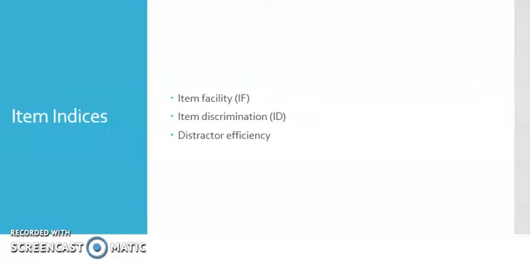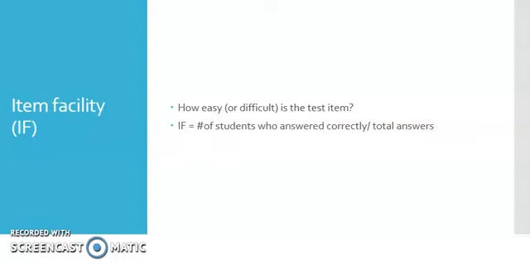Okay, so the item indices that we're going to cover are item facility, item discrimination, and distractor efficiency. We're going to look at each one in turn. Item facility is how easy, or we can think about it as how difficult, the test item is. And the formula is just taking the number of students who answered the item correctly divided by the total number of students who answered the item. So it's pretty straightforward to do the math.